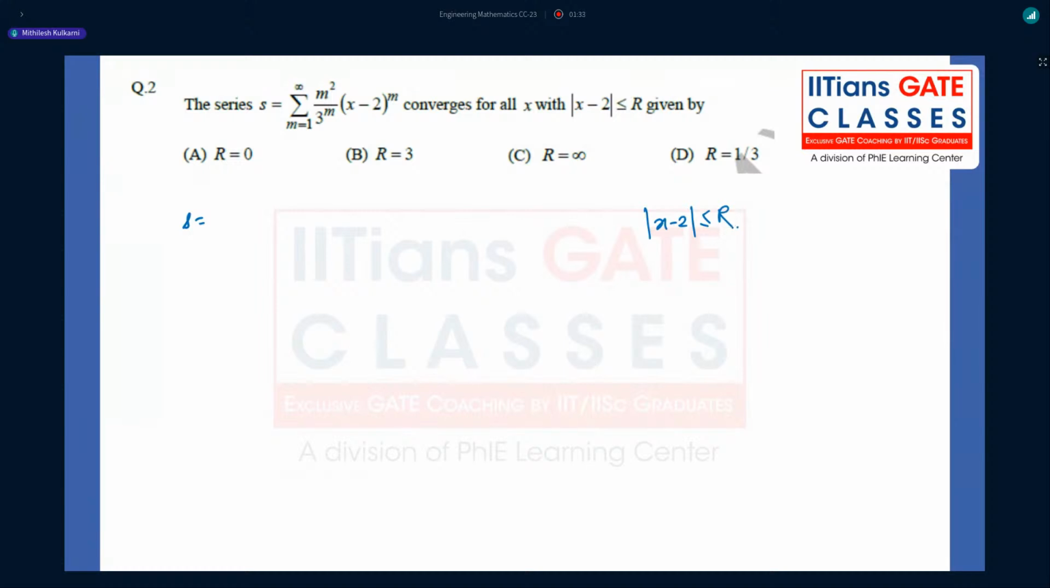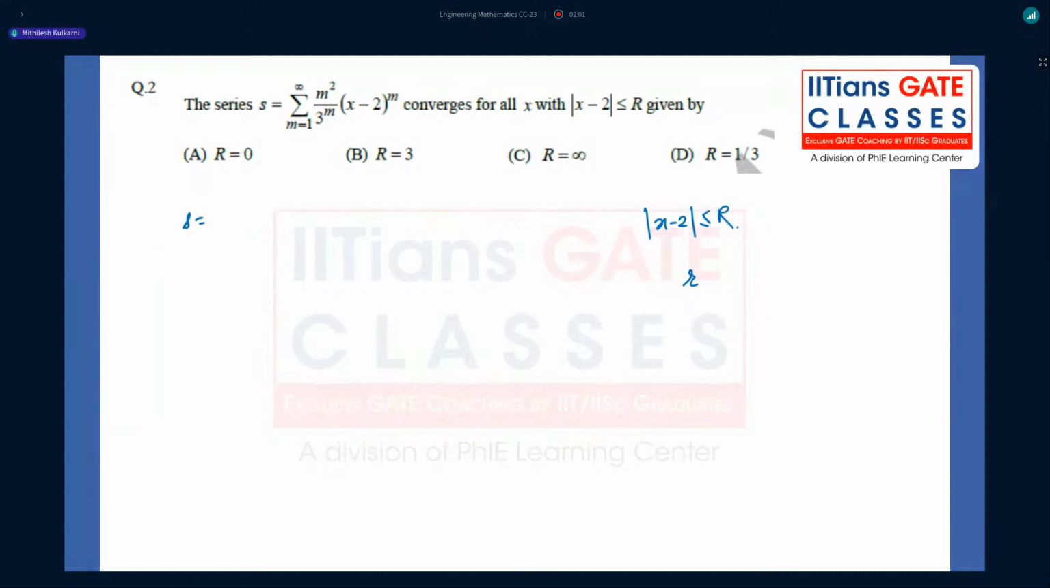Okay, so here we are supposed to find the value of r. Let's try to understand this concept here. There is a convergence test which we can use here in order to solve this problem. So what is the convergence test? Let me give you that test.